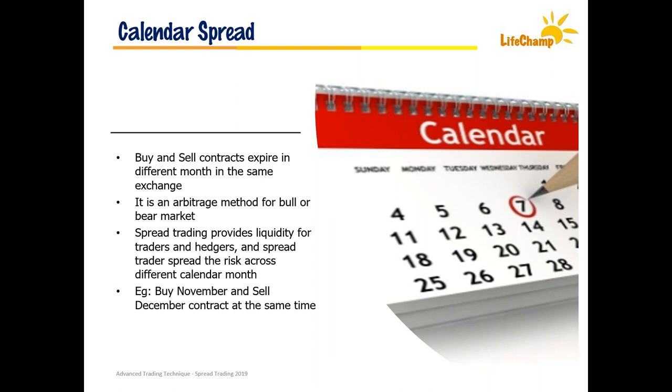There's no May. But for CPO, you will have February, March, April, May, June, July, and so forth. I'll show you in a diagram so that it's easier for you to understand. Now, spread trading actually provides liquidity for traders and hedgers, meaning a lot of volume can be traded. For example, you buy November and sell December contract, which makes a calendar spread. We discuss CPO because it has many contracts available.